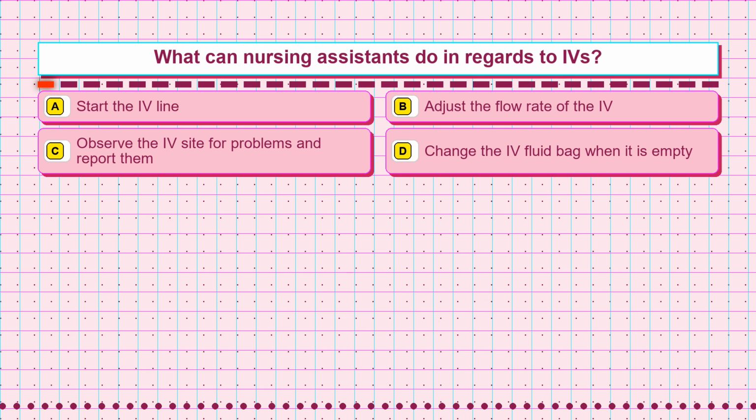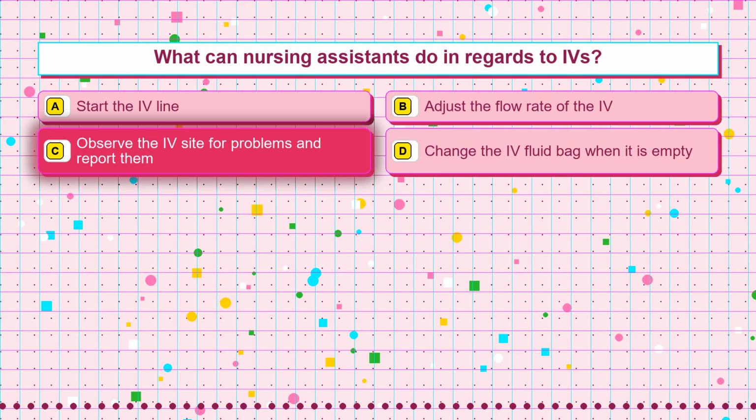Question 66. What can nursing assistants do in regards to IVs? Option A, start the IV line. Option B, adjust the flow rate of the IV. Option C, observe the IV site for problems and report them. Option D, change the IV fluid bag when it is empty.